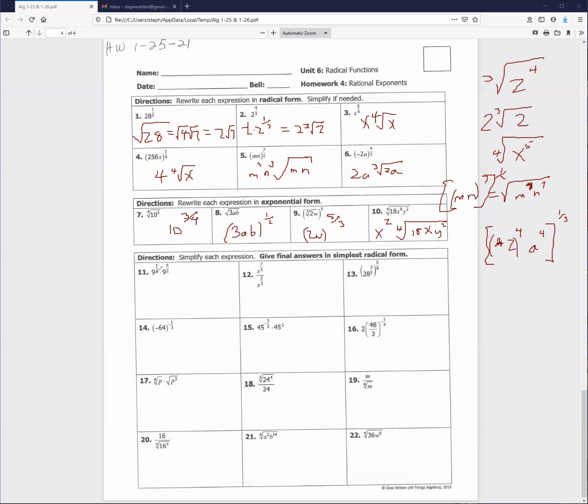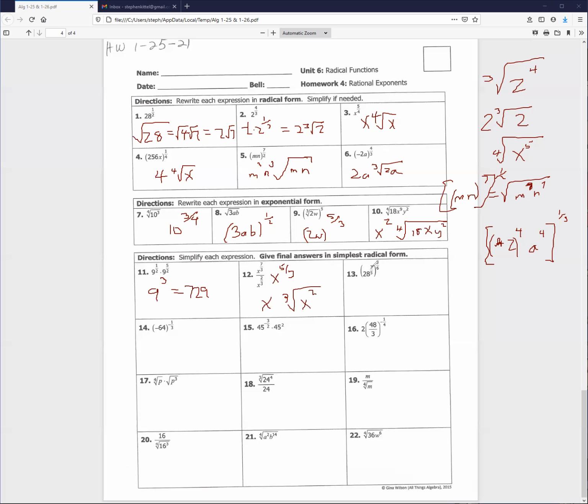All right, simplify each expression. 9 to the 1/2, 9 to the 5/2. So it's 9 to the 6/2, or 9 to the 3rd, which is 729. X to the 7/3 divided by x to the 2/3. We subtract powers and we get x to the 5/3. Simplest radical form. This is not radical form, this is exponential form. So we have to put it into a sock drawer, a cube root sock drawer. There are 5 of them. So 1 set comes out and 2 loose socks stay in.